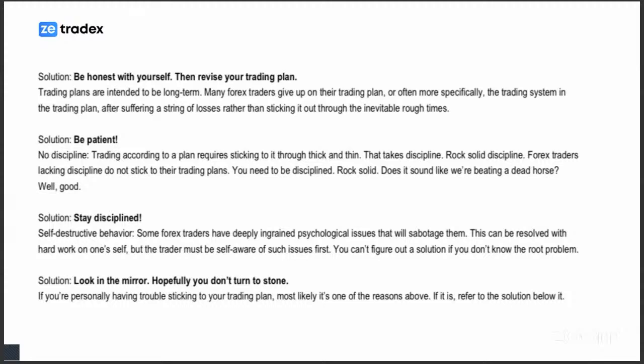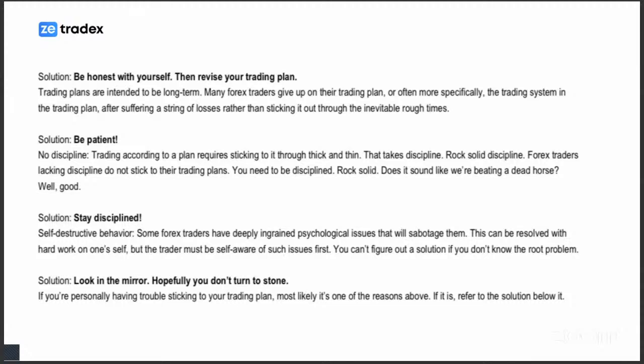Trading according to a plan requires sticking to it through thick and thin. That takes discipline, rock solid discipline. Forex traders lacking discipline do not stick to their trading plans. You need to be fully disciplined, rock solid. It might sound like we're beating a dead horse, but you need to be very, very disciplined and be patient too. Number three, self-destructive behavior.